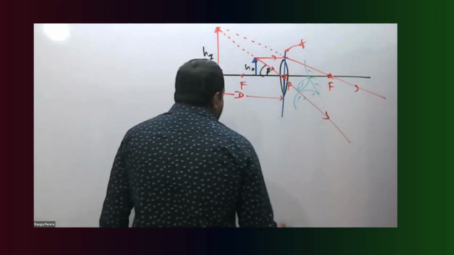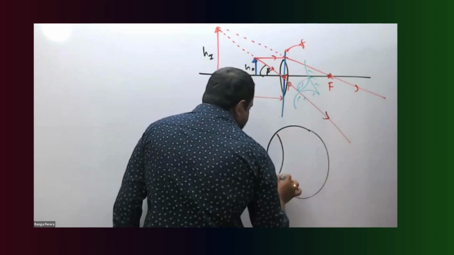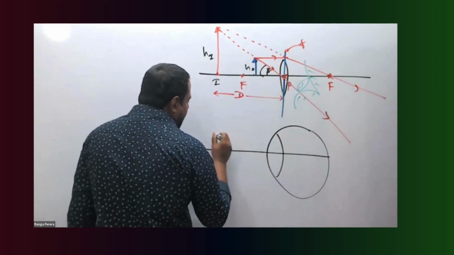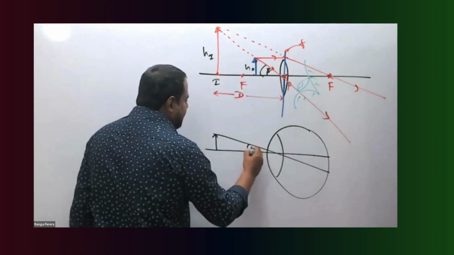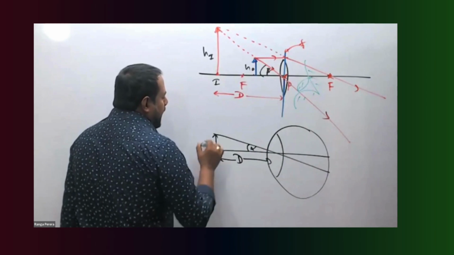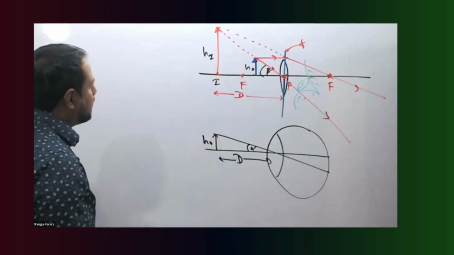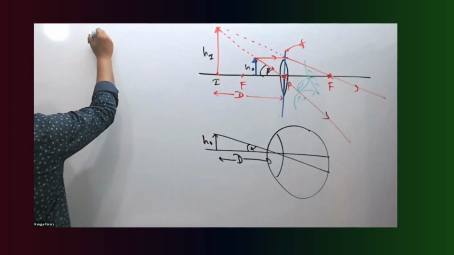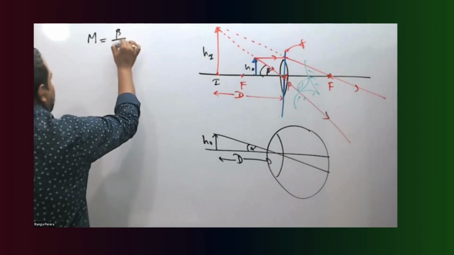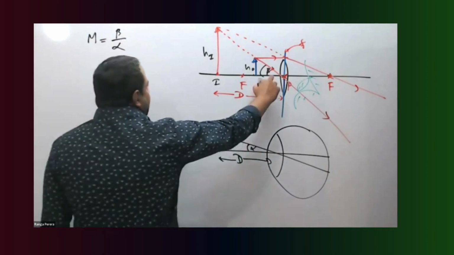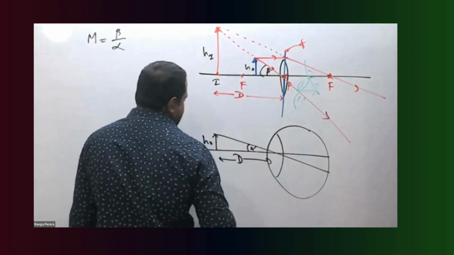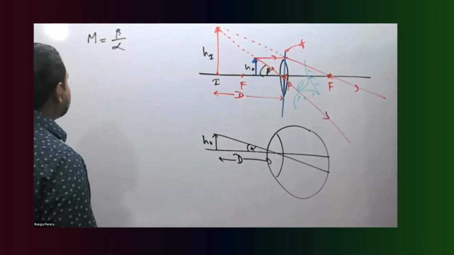And if you take the eye lens like that, your object subtends the angle alpha. When you place your object at a distance d, that's called alpha, with object height H naught. Now we'll derive the equation for the angular magnification. Angular magnification equals beta over alpha. Beta I have highlighted here, alpha also I have highlighted. When they ask you to do that, do it like this. It's a definite requirement.